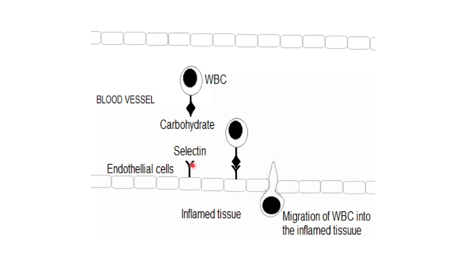So you can see over here you have a selectin. Here is the WBC that presents a carbohydrate on the cell surface, and this is an inflamed tissue with the migration of the WBCs into the inflamed tissue. So it comes in contact. The first step is the WBC presents its carbohydrate, and then you have the selectins on the surface of the endothelial cells. They come in contact and then they go inside and undergo the repair mechanism.